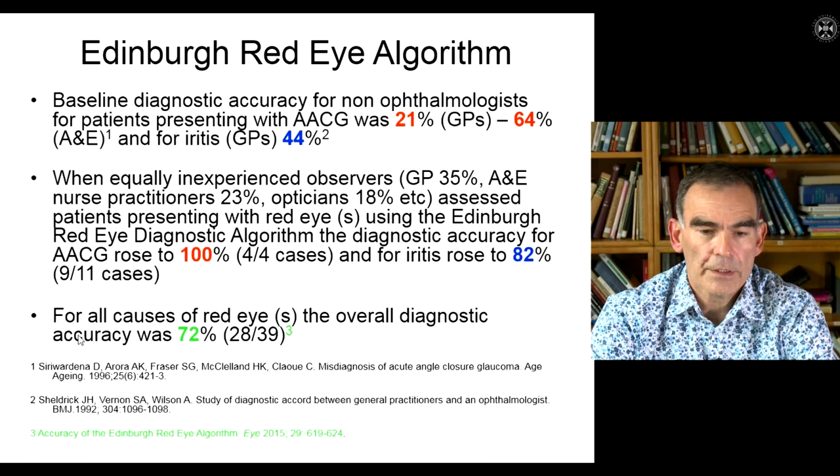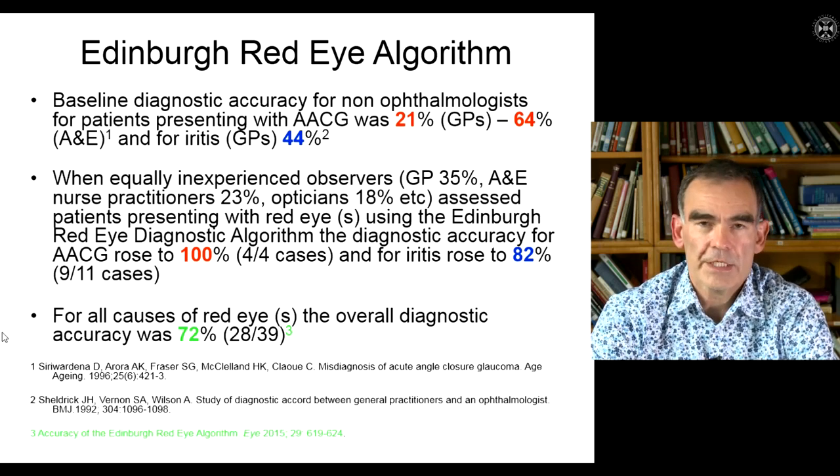Now, when the same inexperienced observers used the diagnostic algorithm, you can see that they got the acute angle closure diagnosis correct 100% of the time. Now, these weren't enormous numbers of cases. There were only 39 patients in the study itself, but given the fact there's such a dramatic increase in the diagnostic accuracy, I think it's a reasonable result. It stands on its own without needing to be repeated with larger numbers.